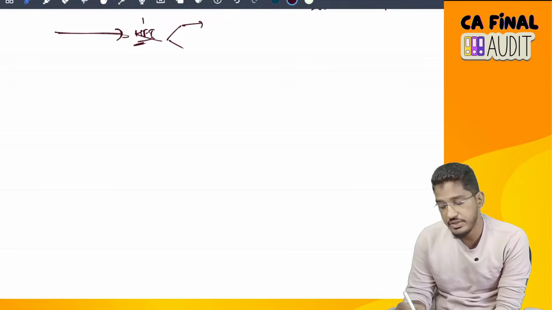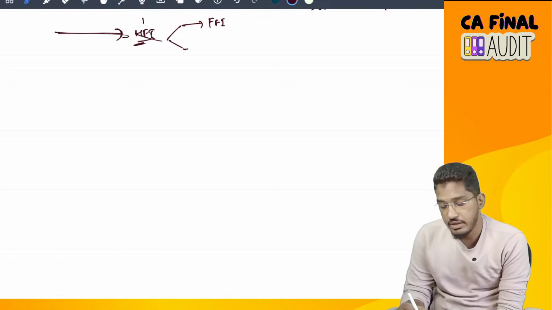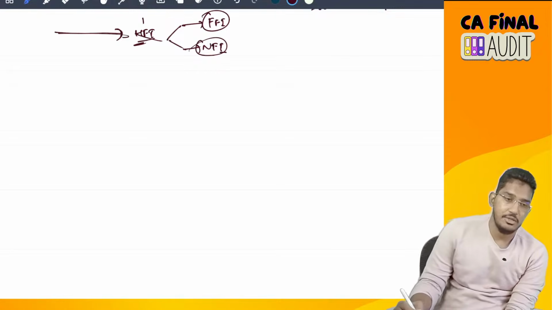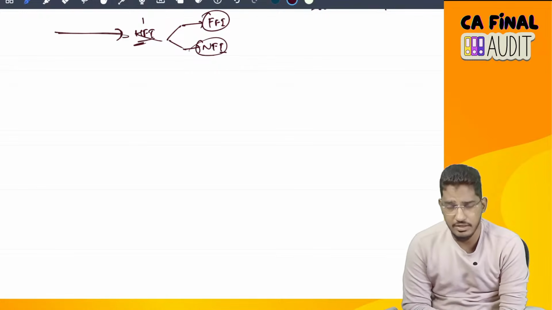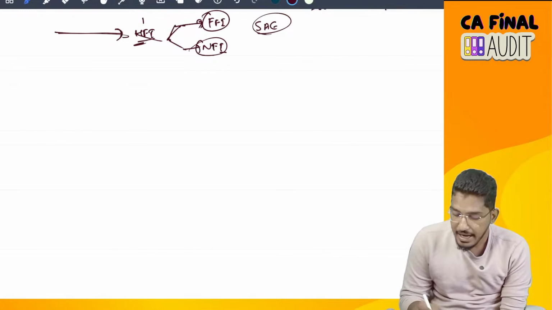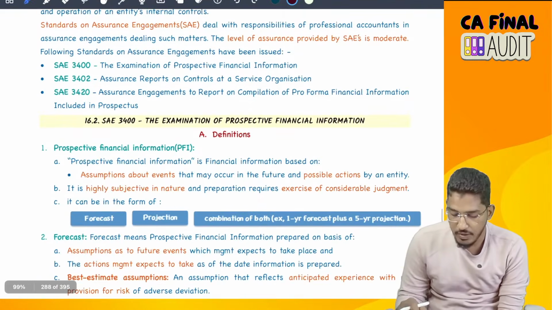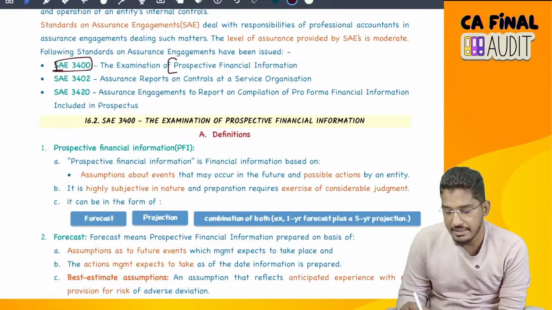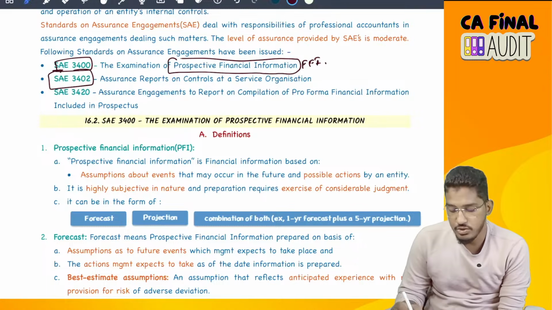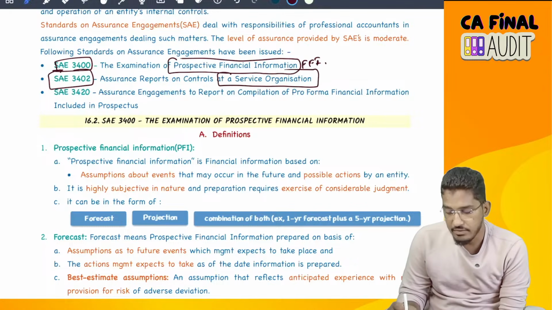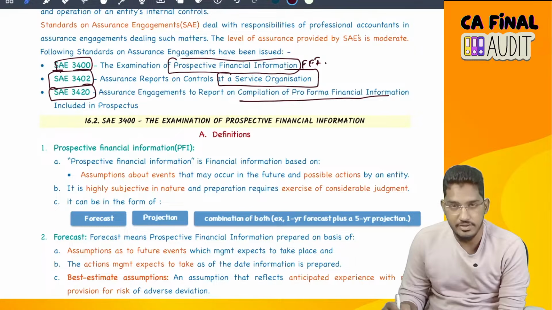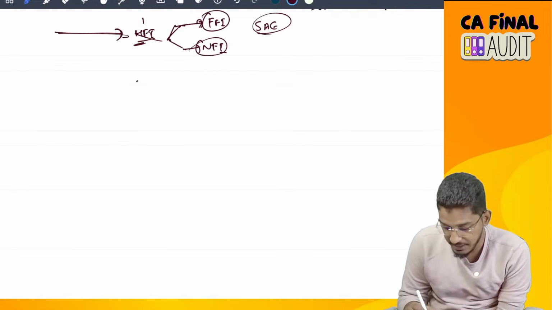Other than historical financial information means it could be future financial information, or even non-financial information. Whenever a client comes to you to do an engagement whose subject matter is other than historical financial information, the guidance on how to do such engagements is given under the SAE series. Under the SAE series we have three standards to be covered. One is SAE 3400, talking about examination of prospective financial information, which is future financial information. Then SAE 3402, engagements to report on controls at a service organization, and SAE 3420, engagements to report on compilation of pro forma financial information. So three kinds of engagements are spoken about here.